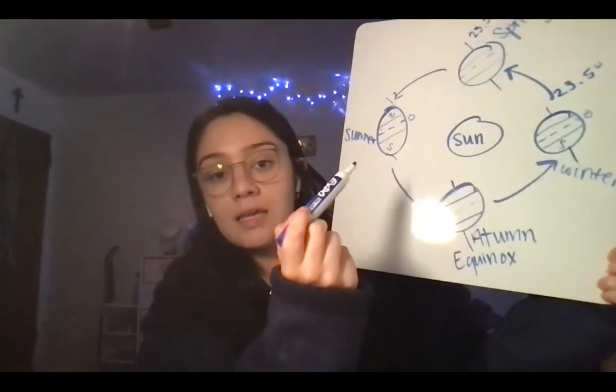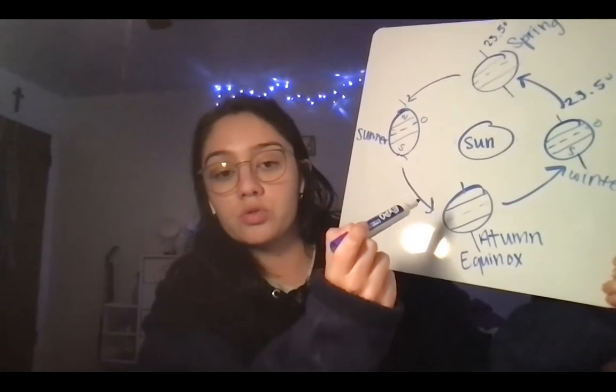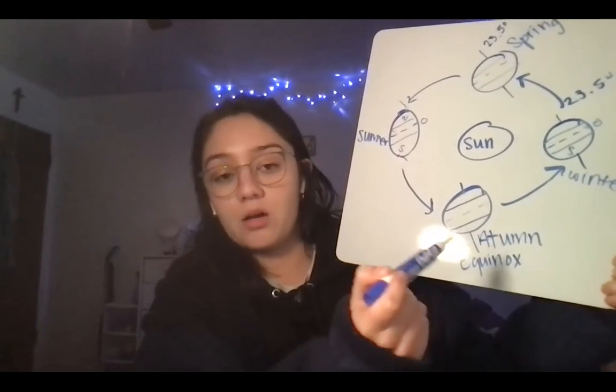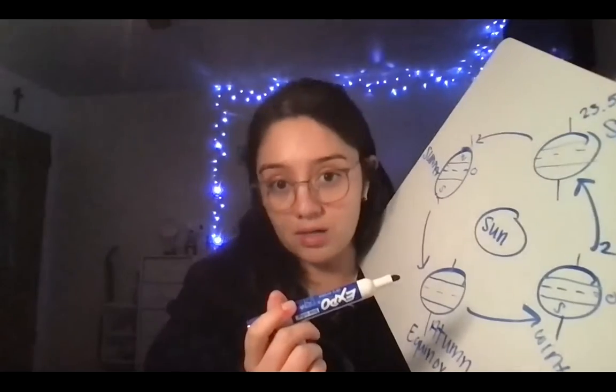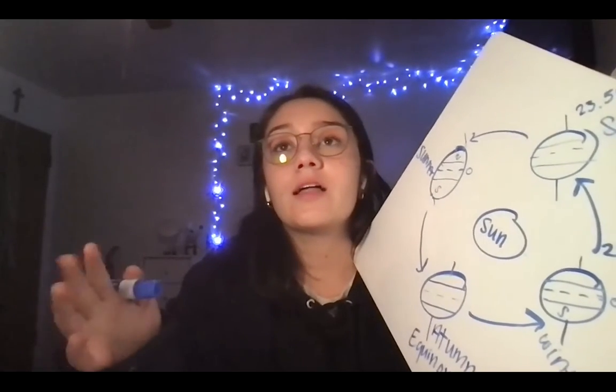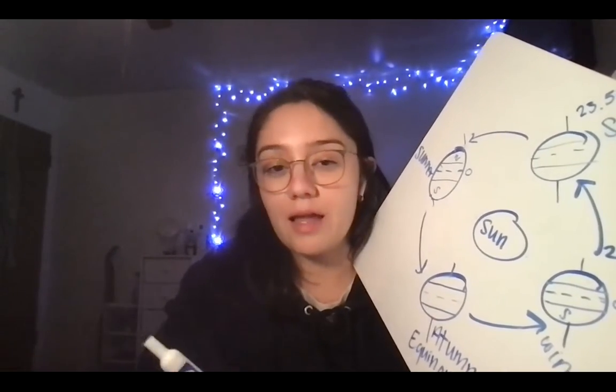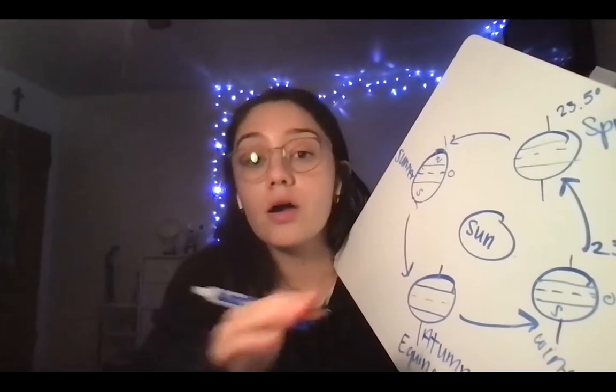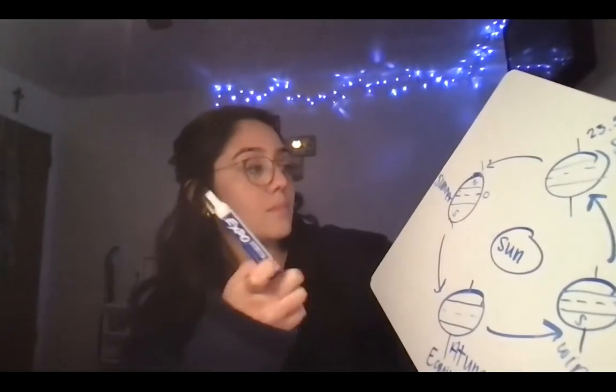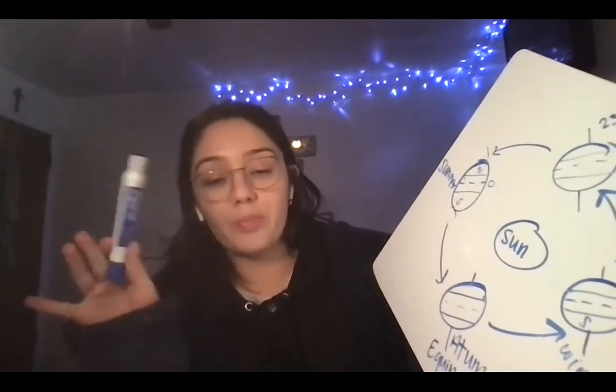After the summer solstice, days start to get shorter and shorter until we get to the autumn equinox. The autumn equinox is when the number of hours of night and the number of hours of day are exactly the same. So 12 and 12, perfect.